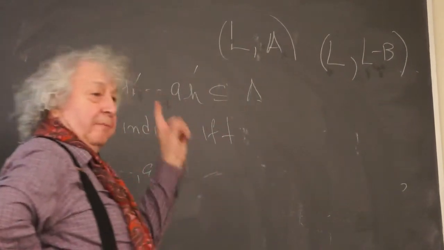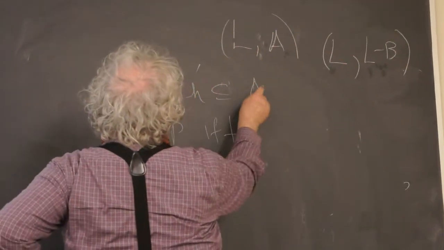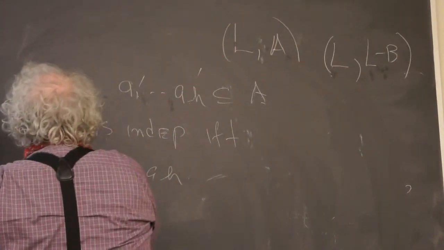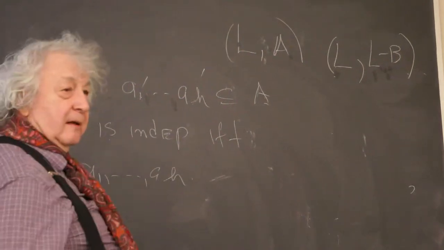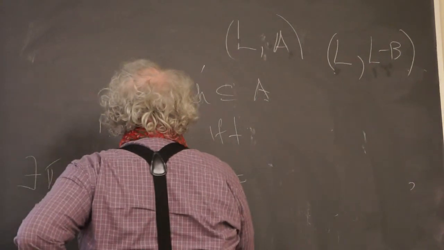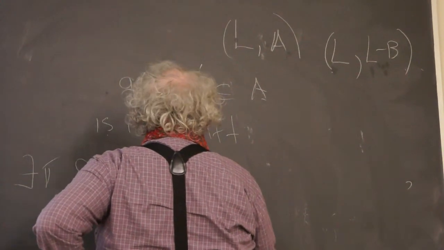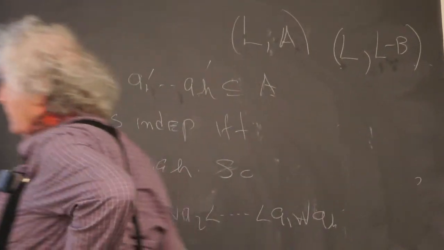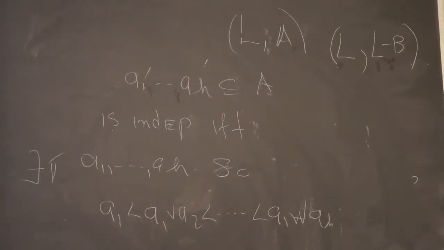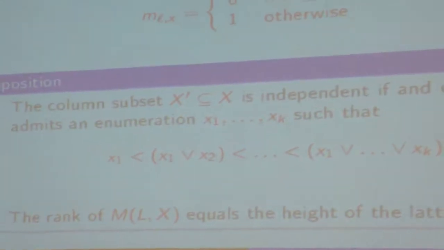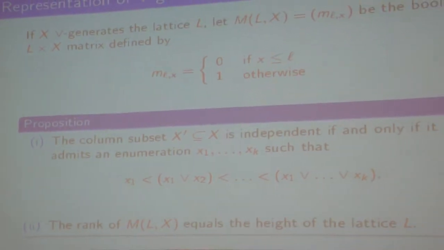B is the bottom. Okay, A1 to AK in A, under this definition, is independent if and only if there exists a rearrangement. Okay, so A1 is less than A1 join A2 is less than, and so on. Okay, so that's one. None of this is hard. We know what independence means here.